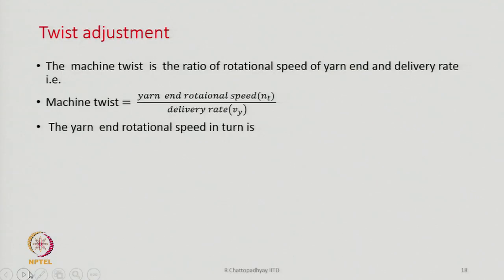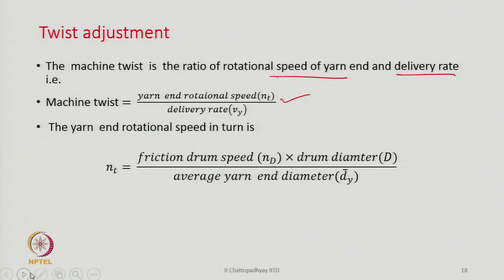Adjustment of twist: the machine twist is the ratio of the rotational speed of the yarn end and the delivery rate. So, machine twist is yarn end rotational speed divided by delivery rate. Now, what is the yarn end rotational speed? This is going to be the friction drum speed times the drum diameter divided by the average yarn end diameter.